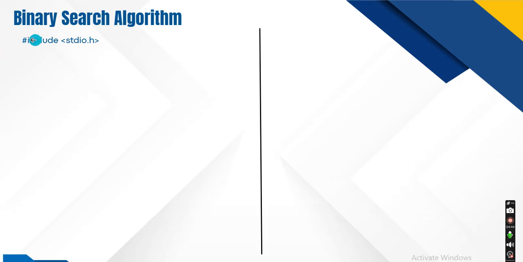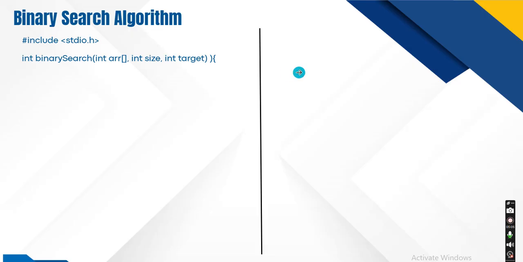Now we have hash include stdio.h. What does this mean? This is telling the program to import the library for input output functions. Examples of input output functions are printf and scanf. After this, what do we say?